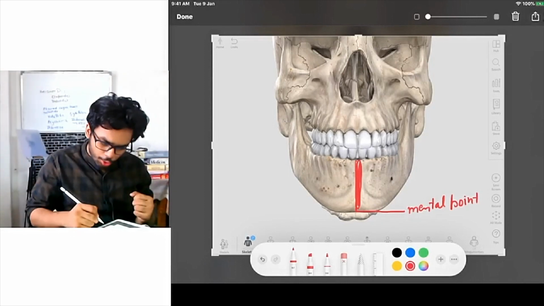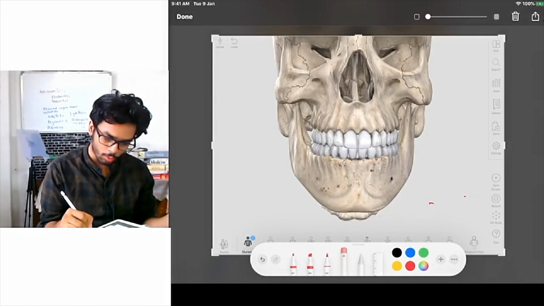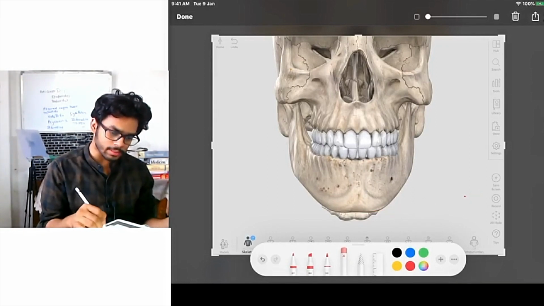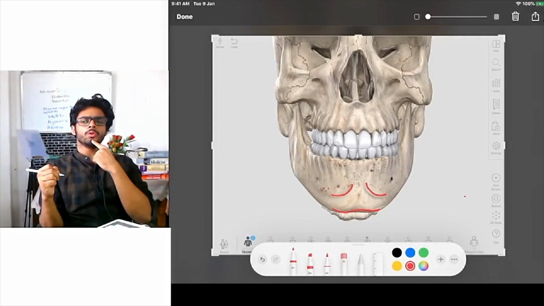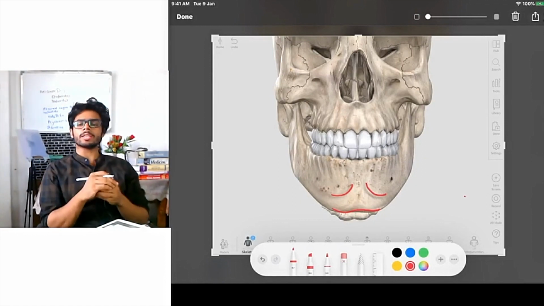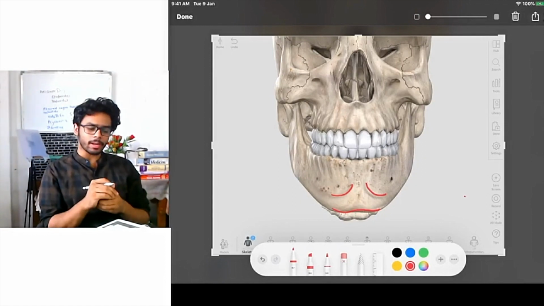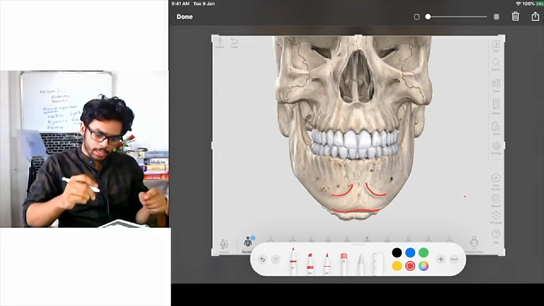And there is a mental protuberance. Here, can you see this structure? Even if you touch it, you can see a little elevated part, or protuberance. That is known as the mental protuberance. Am I clear? Then we have the mental foramen, which is present on both sides.